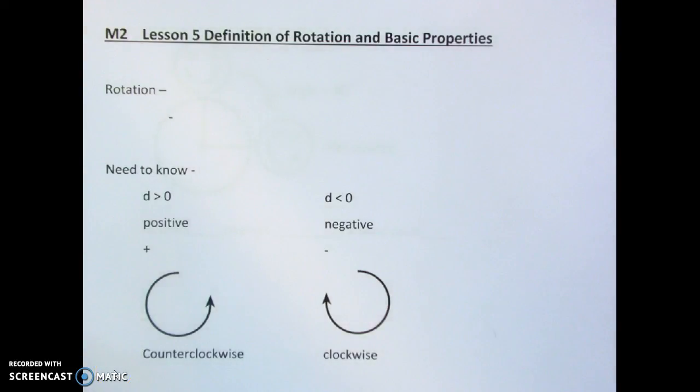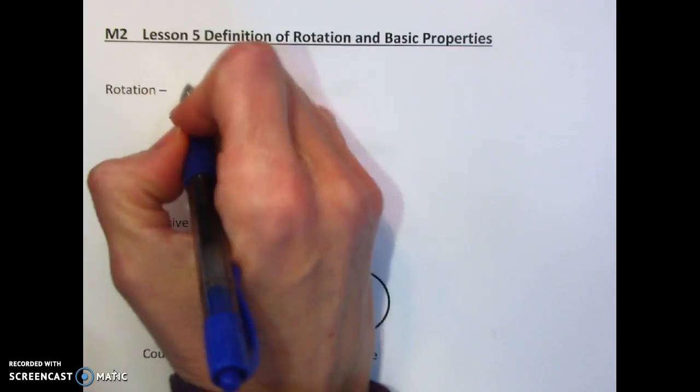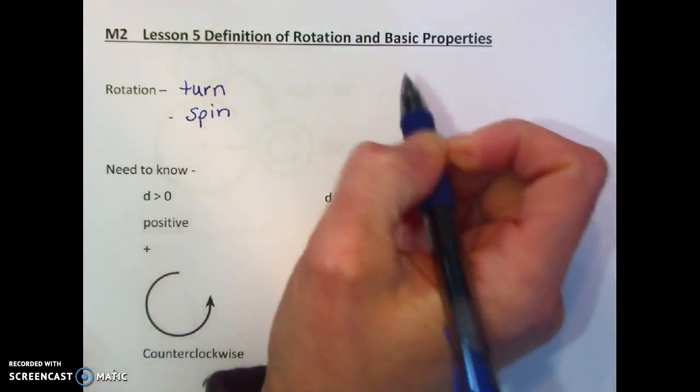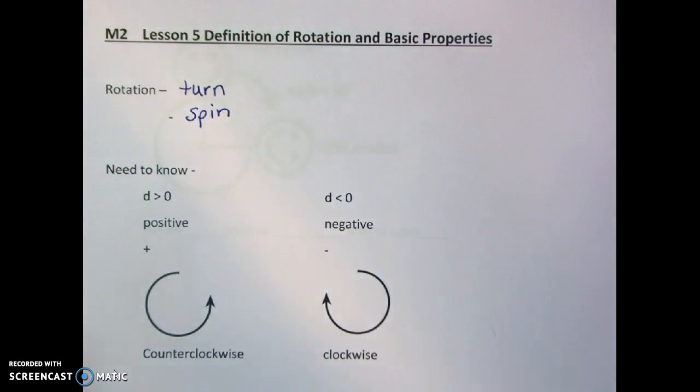All right, Module 2, Lesson 15 is on the definition of rotation and basic properties. Now, a rotation, if you rotate something, you will turn it or spin it. So when we do a rotation, we are going to turn our paper, spin our paper. It doesn't need to be picked up off the paper at all. You're just going to spin it.